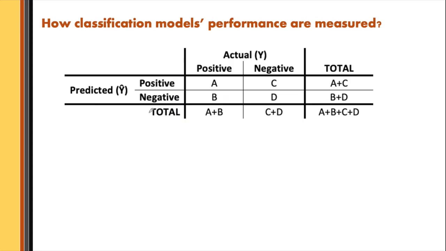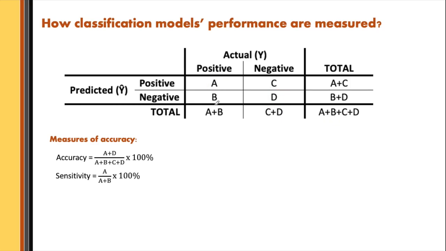So if we're going to have this 2x2 table, the measures of accuracy will be as follows. The accuracy, which refers to the correctly identified outcomes, either positive or negative, divided by the total. Sensitivity, which refers to the percentage of correctly identified positive outcomes among those with positive outcomes. Specificity, which refers to the percentage of those who were correctly identified as negative among those with negative outcomes.